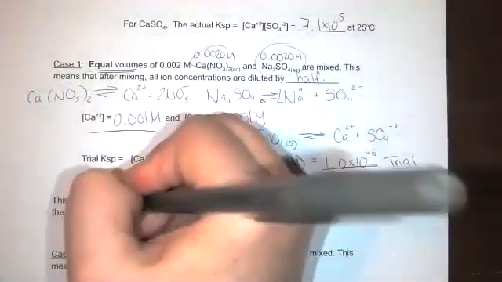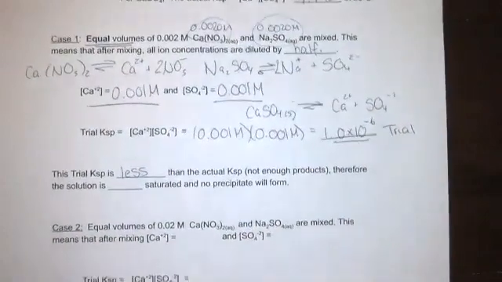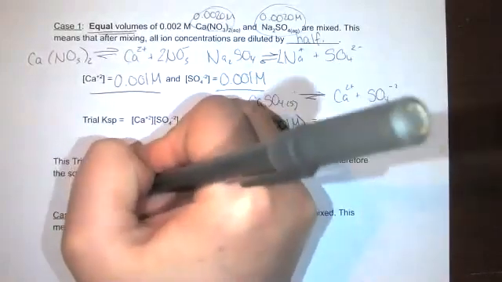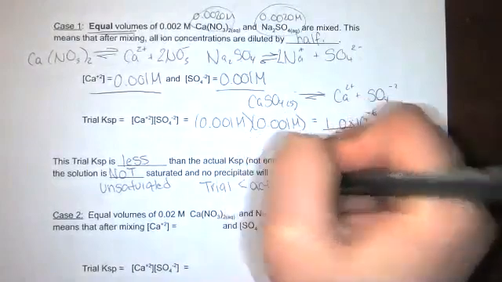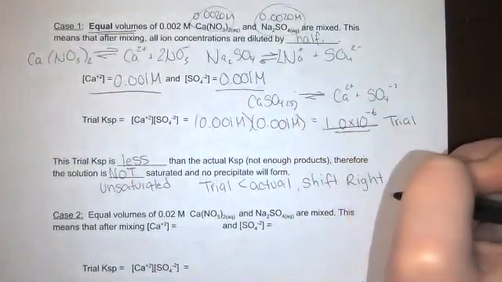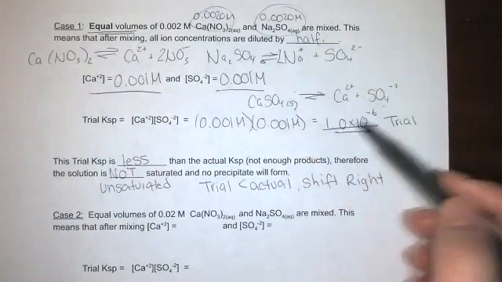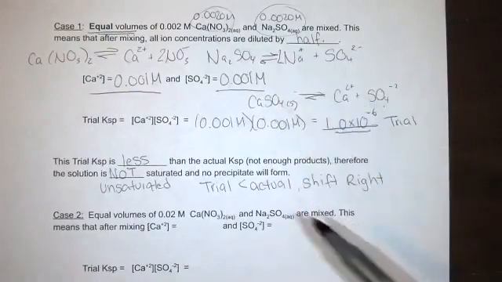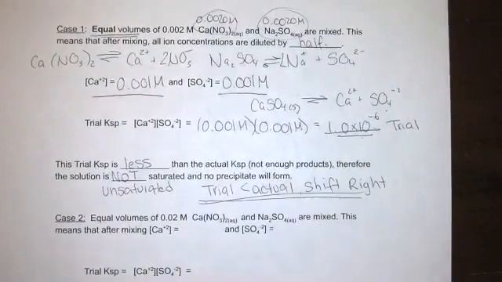So here my trial is less than my actual. I have one more decimal place in my trial than my actual here. So this means that I do not have enough products, meaning my solution is not yet saturated, it is unsaturated, and no precipitate will form. So my trial is less than the actual. In order to reach the actual, it is going to continue to shift to the right, meaning that it's going to continue to dissolve more ions in solution until it reaches a saturated solution. This is why I had no precipitate in here, because we have not yet reached our saturated solution, so we couldn't have become oversaturated and shifted to the left to form a precipitate. So when my trial is less than the actual, no precipitate will occur.